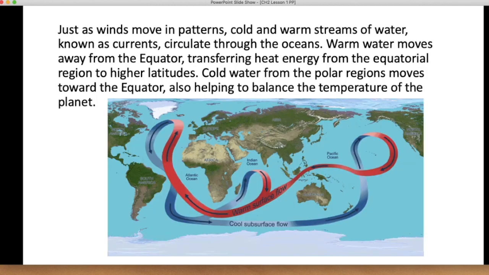Just as winds move in patterns, cold and warm streams of water, known as currents, circulate through the oceans. Warm water moves away from the equator, transferring heat energy from the equatorial region to higher latitudes. Cold water from the polar region moves towards the equator, also helping to balance the temperature of our planet.